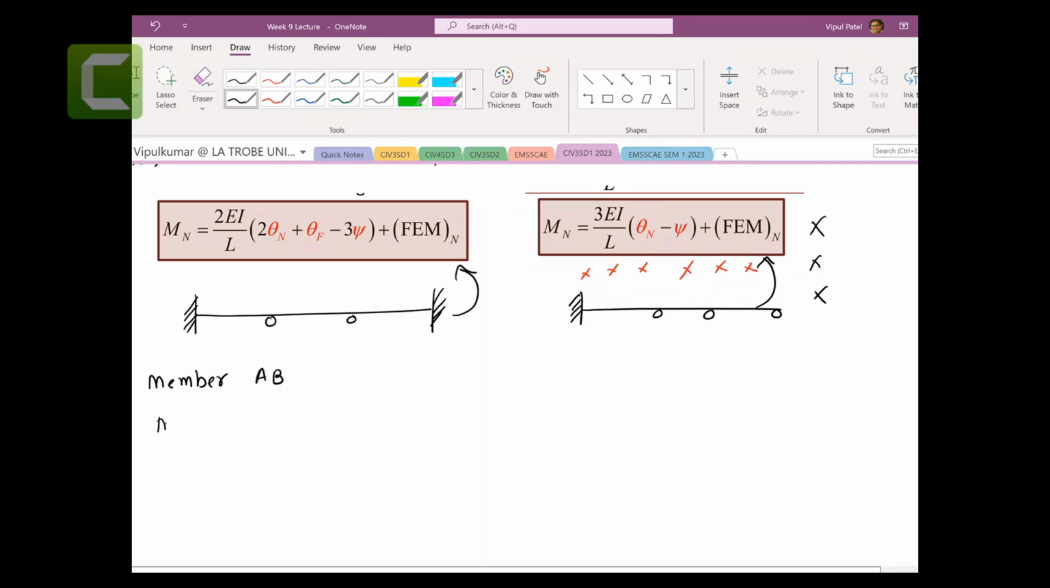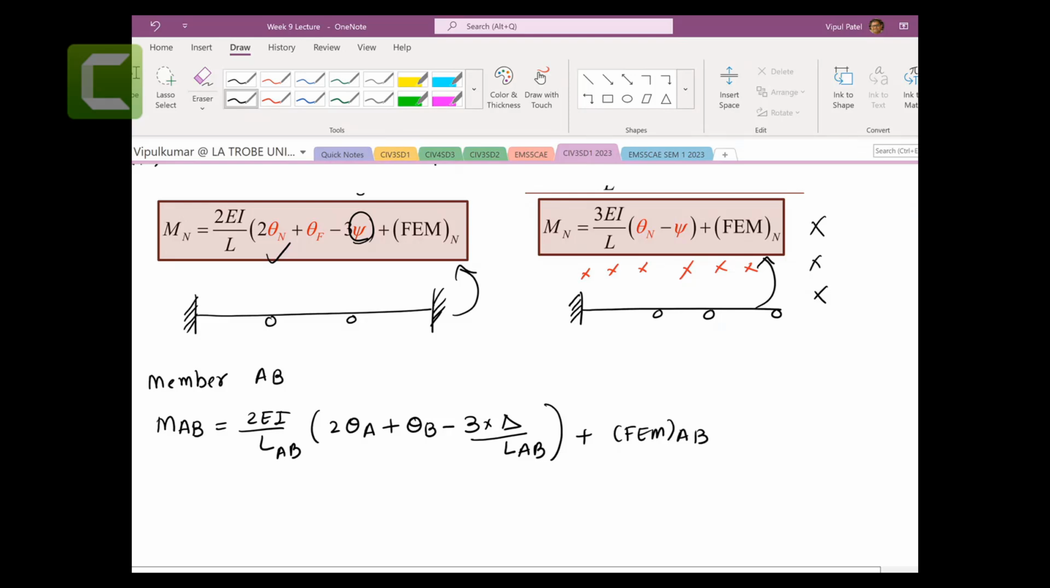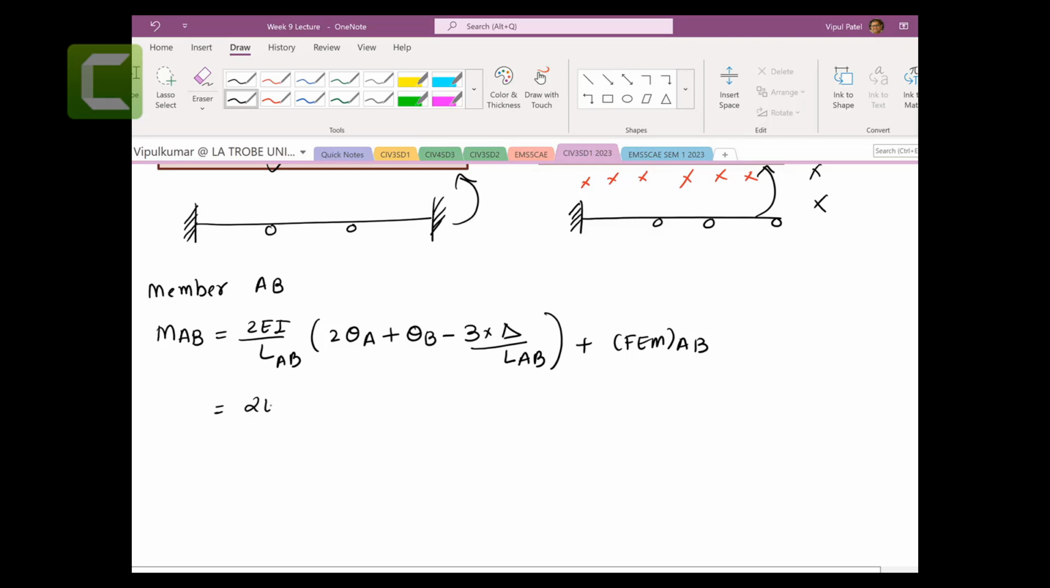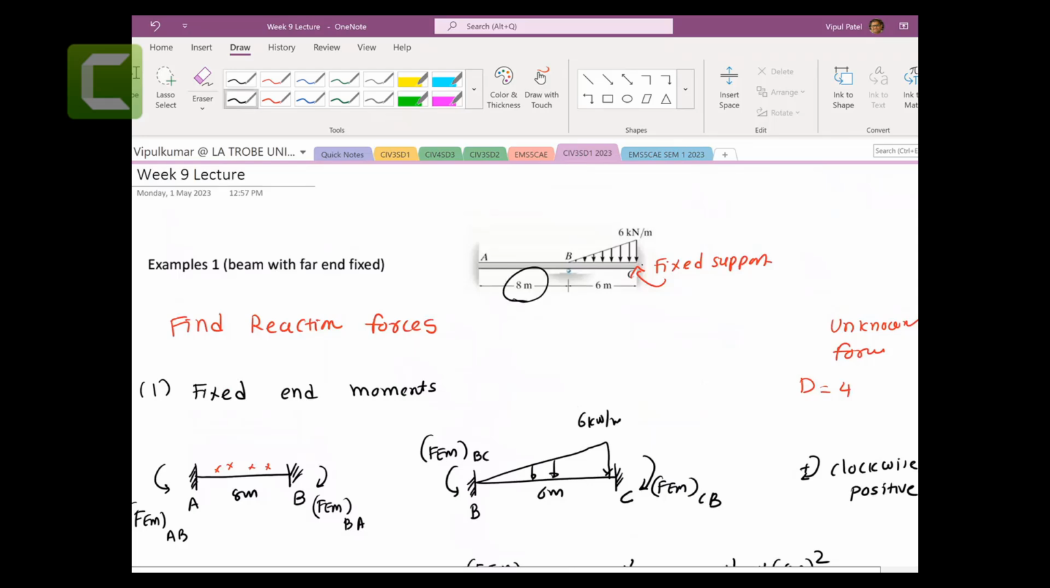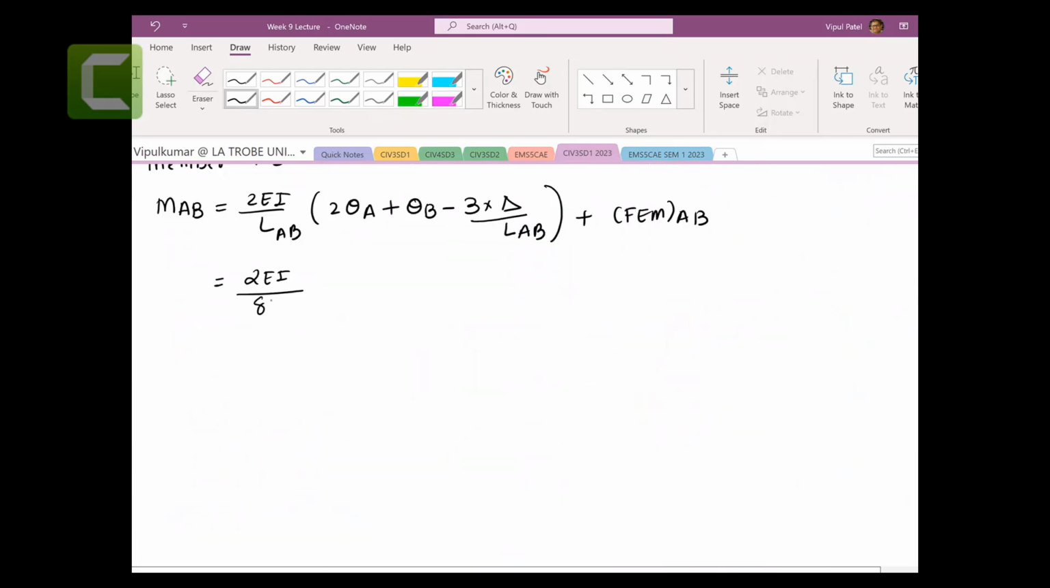Member AB first. So I can write member moment MAB equals 2EI on LAB, 2 theta A, near node is A, plus far node is B, theta B, minus 3 psi, where psi is delta on LAB, plus the fixed end moment of AB. I hope you understand that. I just expanded that. So 2EI, length of AB. Length of AB was 8 meters, as you can see.